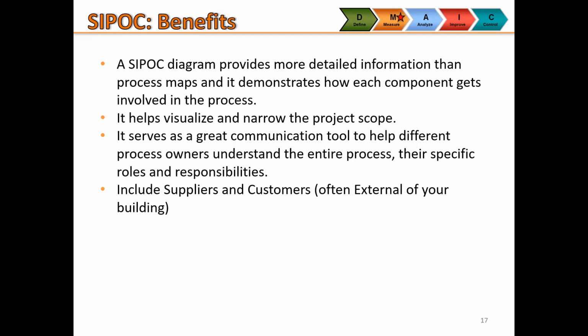And it has more detailed information than process maps. It demonstrates how each component gets involved. It helps visualize and narrow the project scope. It's another great tool to gain agreement. We talked about the cost of poor quality, and one of the biggest chunks of that waste, the dollars flying out the door, is what we call hidden factories, where the quality people might tell you, yeah, this is how the process runs, but then you go and see it, and it might be completely different. So this tool is really good to get everybody on the same page in terms of gaining agreement, and yes, this is our process.